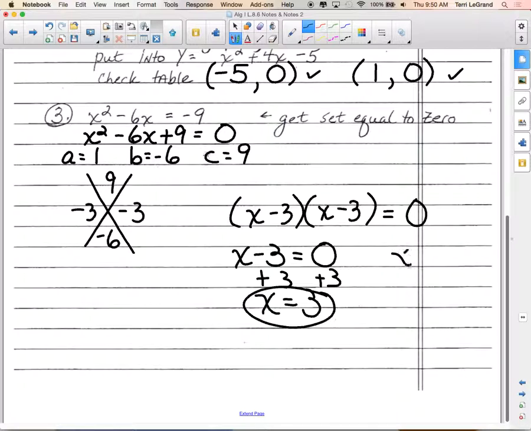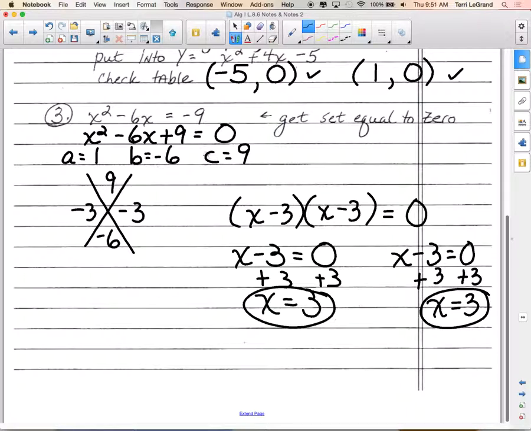You could go ahead and do the other factor, but again, like I said, we're just going to get the same thing. Can that parabola cross the x-axis twice at 3? No. So we have just found the x value of our vertex, haven't we?